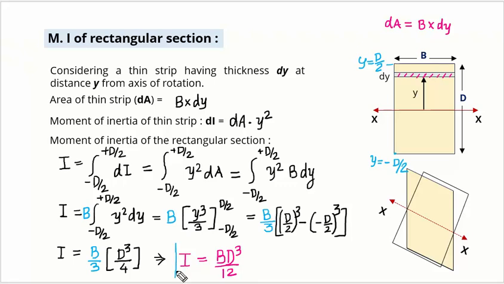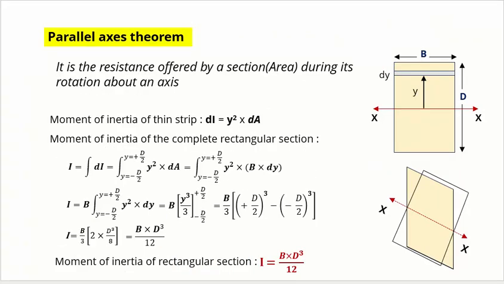So this is the expression for the moment of inertia of a rectangular section about an axis passing through the middle of the section like this. This is also called a centroidal axis. This way you can easily find the moment of inertia of a rectangular section. By following the same procedure, we have got the moment of inertia of a rectangular section as b d cube by 12, which I have mentioned over here.